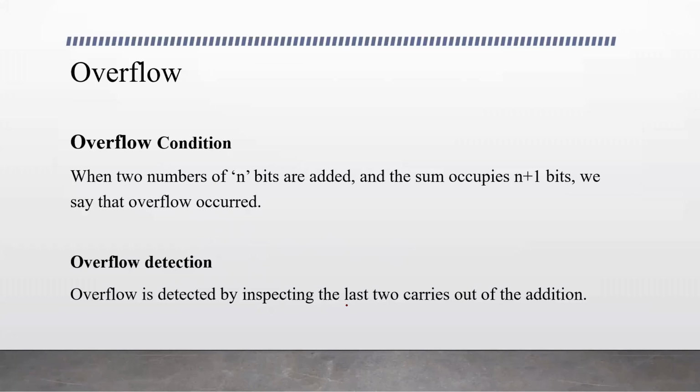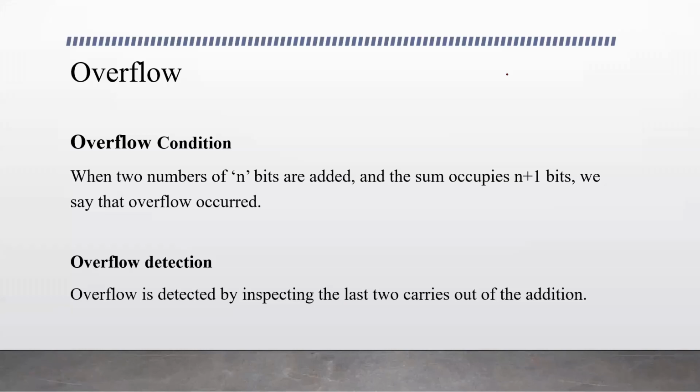And when you perform addition and subtraction, there may be overflow. We also discussed this in the earlier class when we learned about sign magnitude addition and subtraction. Overflow occurs when two n-bit numbers are added and the sum needs n plus 1 bits. For example, you are adding two 3-bit numbers. It is not the case that all the times when you add two numbers you get overflow.